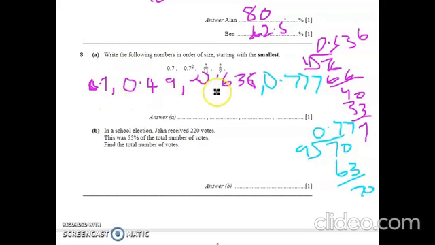So we will start with the smallest one. We have 0.49 as the smallest one. But remember, in the answer section you need to write this value, otherwise your marks might get cut. So you'll write 0.7 squared. Then comes 0.636, that is 7 upon 11. Then comes 0.7. And then we have 7 upon 9.